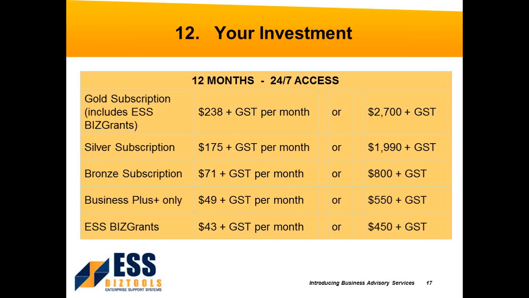So you can subscribe to the gold package, which includes everything, including a license that you can use whatever number of ESS BizTools papers you decide on, branded with your firm name on your website, as long as they are in a secure section of your website, only accessible by clients using a password or prospects that you're given the password to. And it also includes the ESS BizGrants subscription. There are other packages there you can see listed: Silver, Bronze, Business Plus only, or ESS BizGrants. But all of that is included within the Gold subscription.